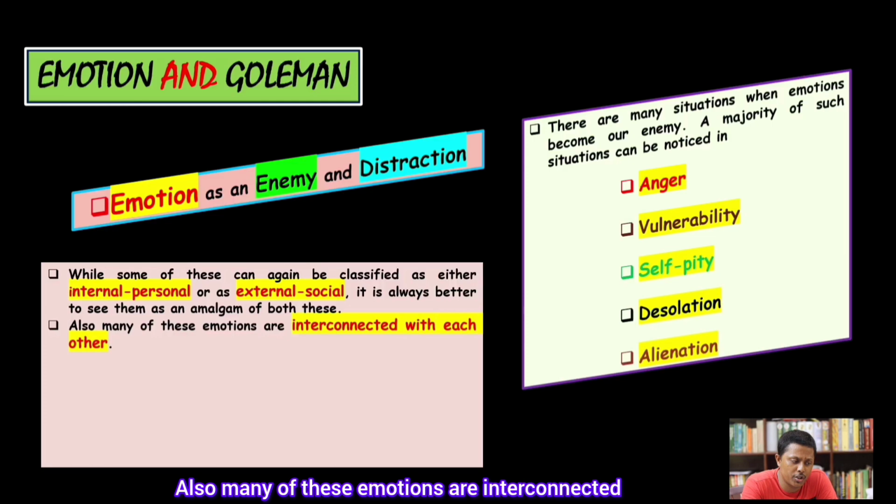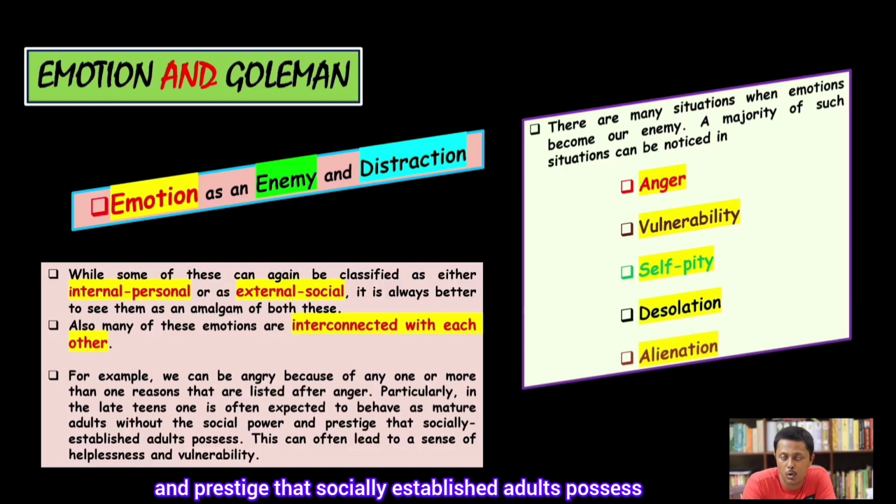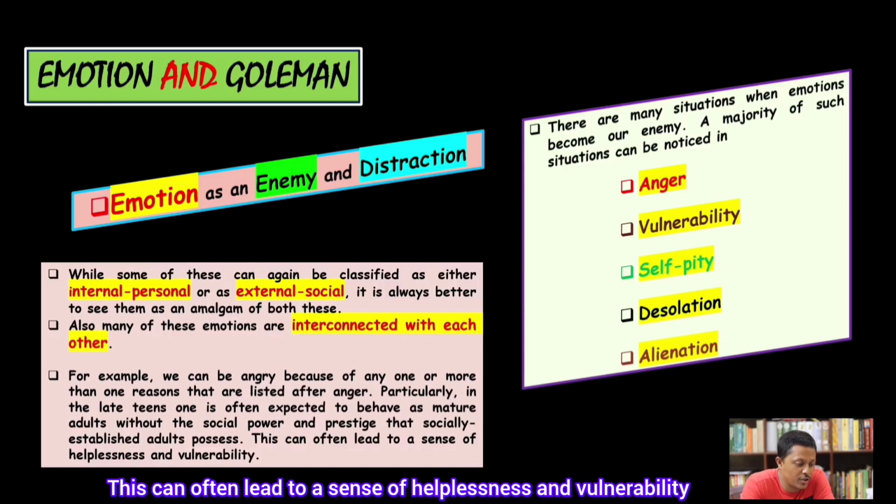Also, many of these emotions are interconnected with each other. So here we have an example. We can be angry because of any one or more than one of the reasons that are listed after anger. Particularly in the late teens, one is often expected to behave as a mature adult without the social power and prestige that socially established adults possess. This can often lead to a sense of helplessness and vulnerability.